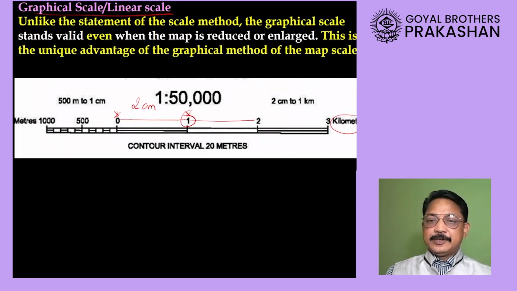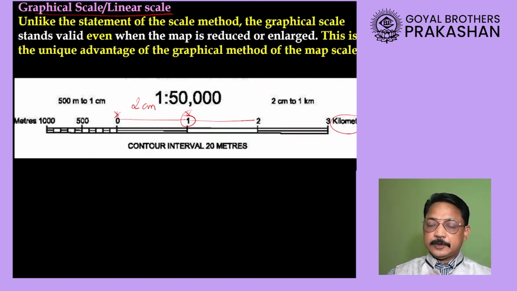In case the map gets enlarged when we are photocopying it, the scale will also get enlarged, in the same ratio. Because of this, the ground distance and the map distance, which we calculate using the graphical scale, will not change.